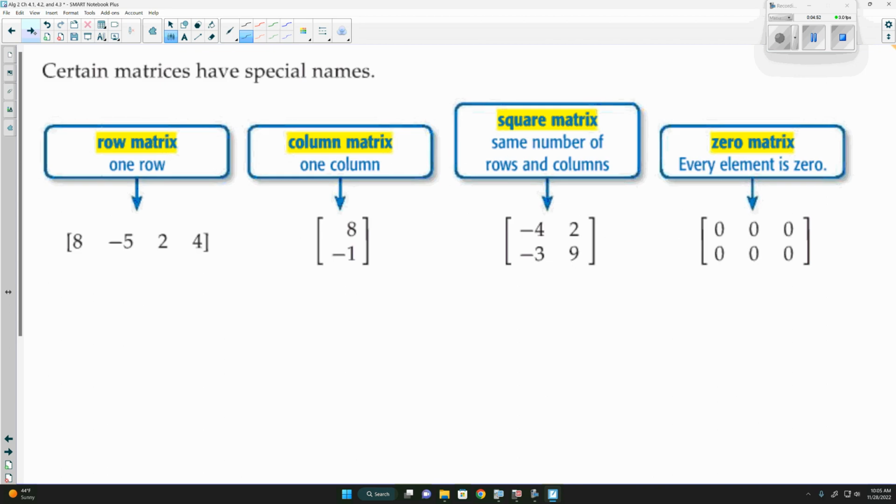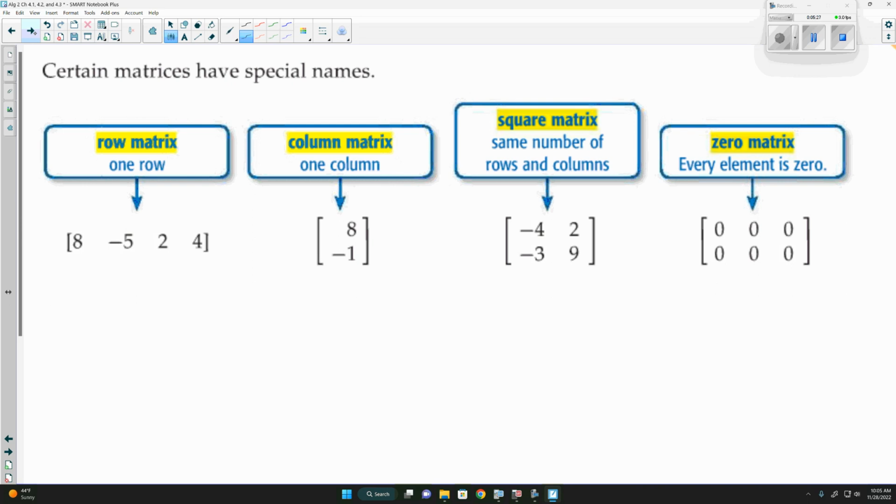Now we do have some special matrices, or certain matrices that have a special name. The first one here is a row matrix. When it has exactly one row, we call it a row matrix. It doesn't have to have 4 columns. It can have as many columns as we want. It just has 1 row. We also have something called a column matrix because it has exactly 1 column. Those aren't too important. It's nice to note, but they don't come up as often.